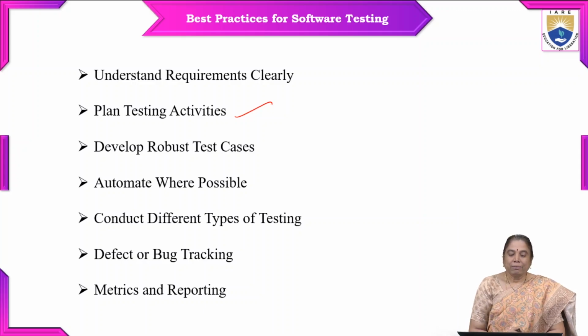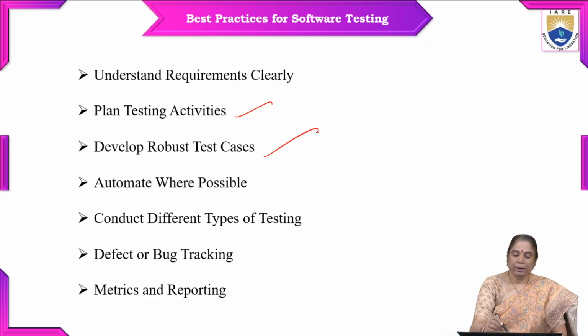The next practice is to develop robust test cases. With a test case, the software functionality can be tested with all possible inputs. So here the test cases can look into and cover each and every corner of the functionality and explore the errors in the functionality of the software. Then automate where possible. Various automation testing tools are available, so choose the correct tool to verify the functionality of the software.